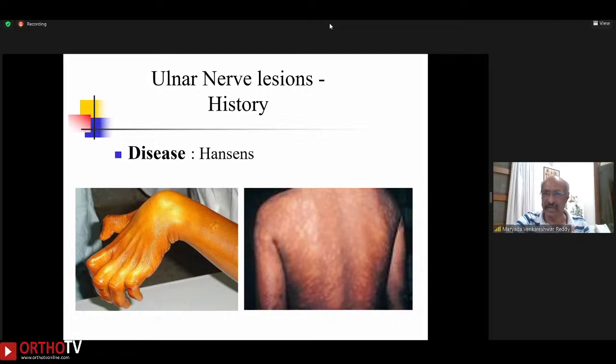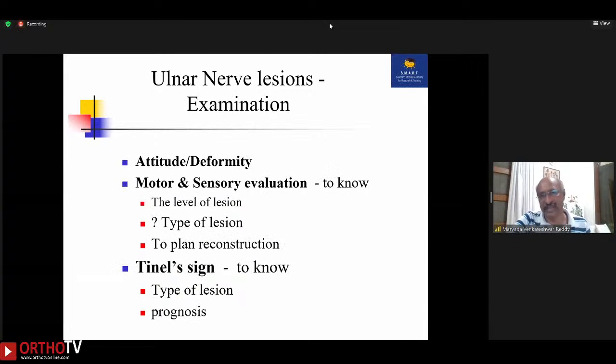So history itself will tell us whether it's trauma or a disease, and history to a certain extent will tell us where the lesion is and probably what could be the type of lesion. So three of the answers you get by taking a good detailed history. The next is the ulnar nerve examination. This is a standard protocol that I follow for every peripheral nerve. You start with attitude, then you have a motor and sensory evaluation to know the level of lesion, to know the type of lesion, and to plan for reconstruction. Third is the Tinel sign, to know again the type of lesion and also for prognosis. Now I'll go into a little detail about these three things.